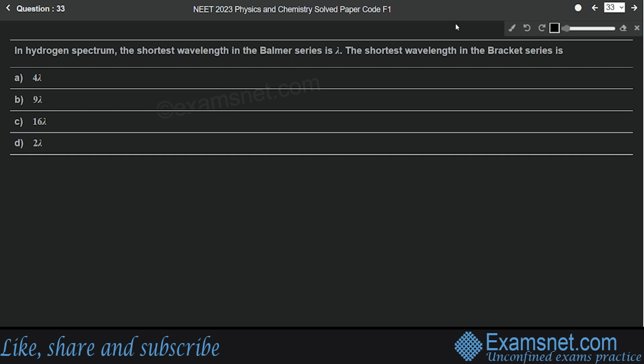Now question number 33 is from the chapter atoms, and the question is, in hydrogen spectrum, the shortest wavelength in the Balmer series is lambda. The shortest wavelength in Brackett series is, okay. So we have to find the shortest wavelength in the Brackett series in terms of the wavelength of Balmer series, that means in terms of lambda. So for that we must remember the Rydberg's formula for hydrogen spectrum, that is 1 by lambda equals R into bracket 1 by n2 square minus 1 by n1 square. So this formula must be kept in mind.